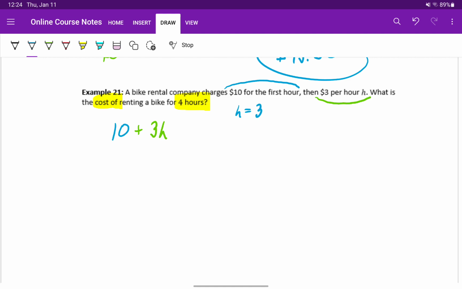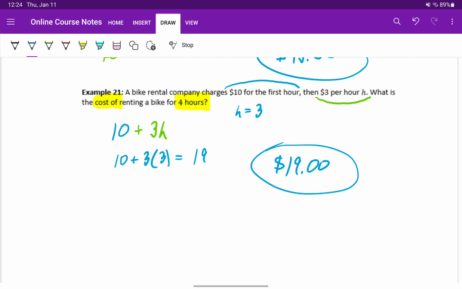Again, we can turn things over to Desmos or use a calculator. In this case, this one's pretty simple to evaluate. This would be 10 plus 3 times 3, or 19. Since this is again about cost, we would want to translate that into dollars, which would make this a total cost of $19 to rent that bike for 4 hours.